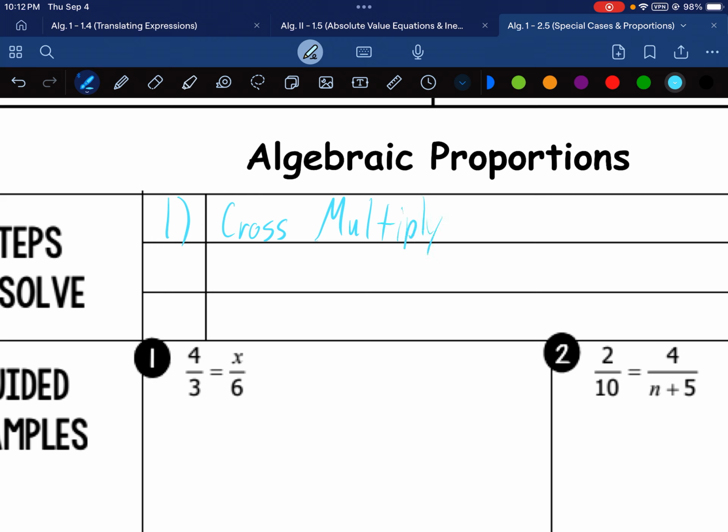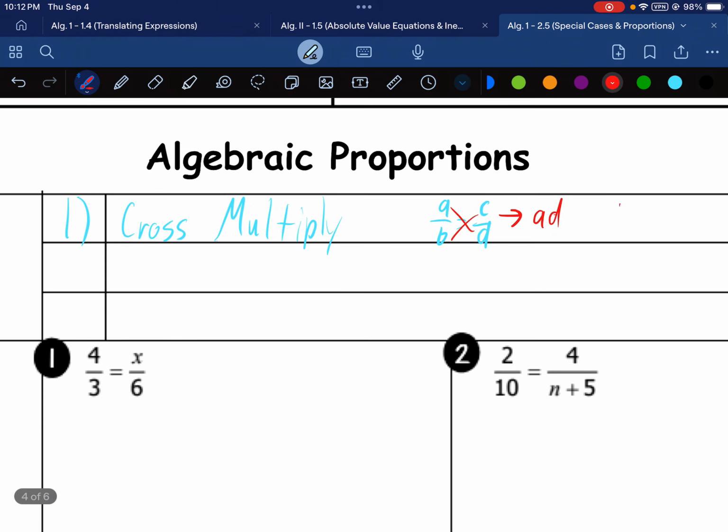And cross multiplying is when you have a fraction such as a over b equals c over d. And what you do is you multiply diagonally. So you do a times d, and you do c times b, or bc, and you set those two things equal to each other. And it doesn't matter whether you put this diagonal on the left of the equal sign or the right of the equal sign, because if you do flip them, it's the exact same thing anyway. So you multiply diagonally and set those two diagonals equal to each other.